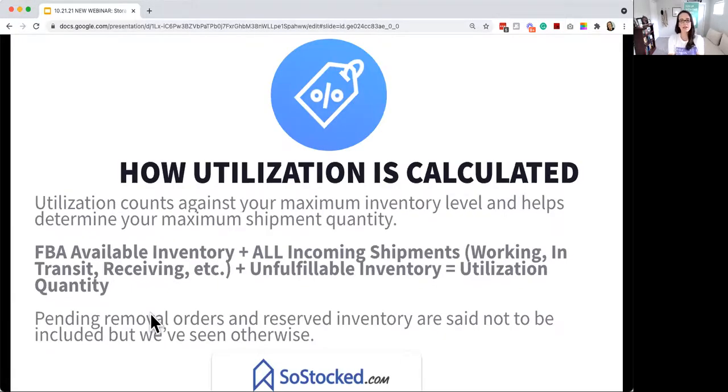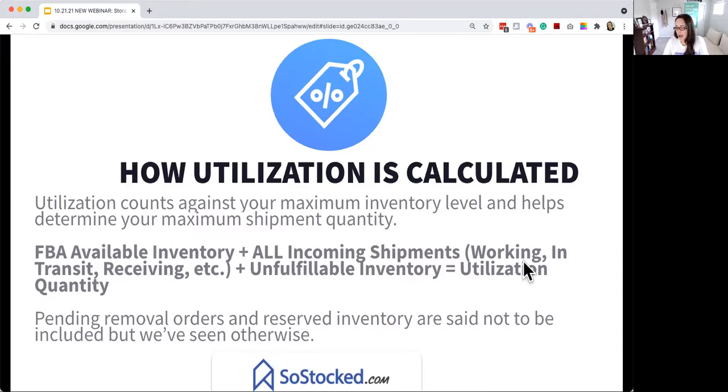All right, so let's talk about utilization. Utilization is the other factor that we're all very conscious of due to restock limits. Utilization is calculated this way. FBA available inventory plus all incoming shipments, which would be working shipments, in transit, receiving, etc., plus unfulfillable inventory, and that equals your utilization quantity. So most people already know if you've got a shipment stuck in working, and you're not using it, that deleting it will help you to improve your utilization.